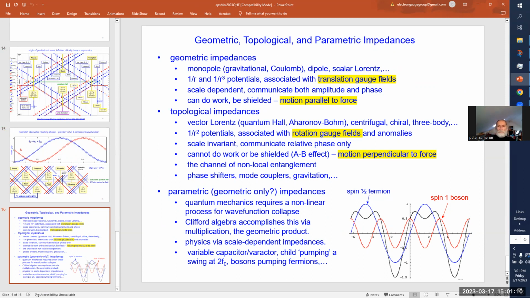The geometric impedances are the translation gauge fields. The motion is parallel to force. The topological impedances are the rotation gauge fields. Motion is perpendicular to the force. They can do no work. They're the channel of non-local entanglement.